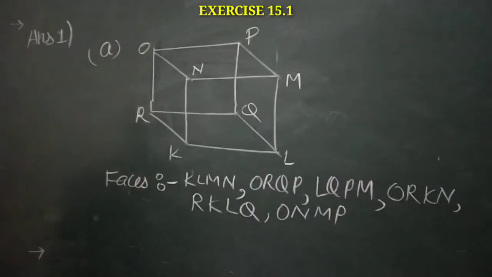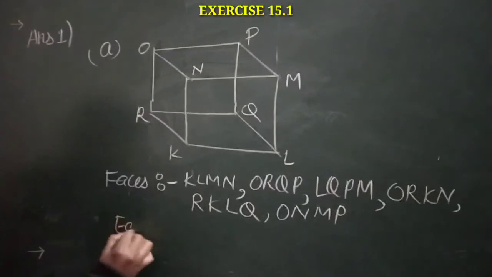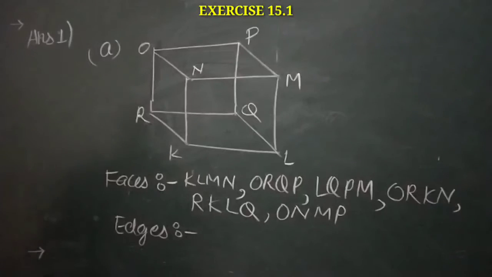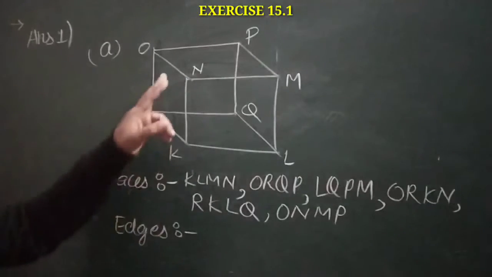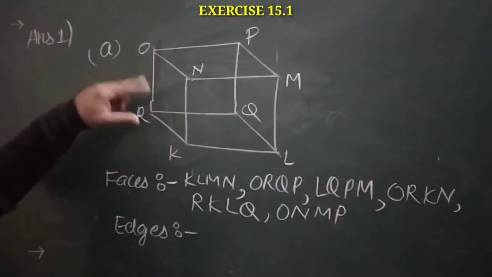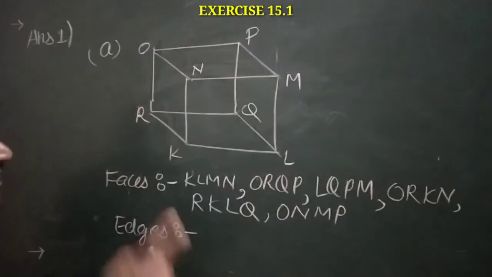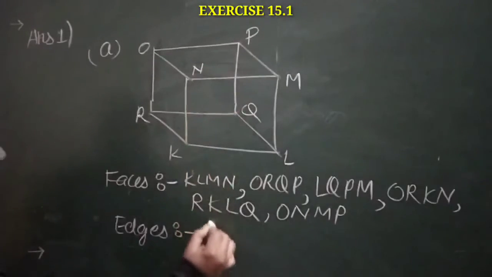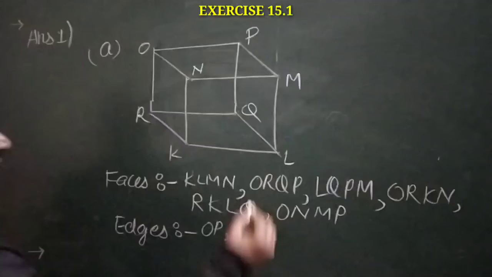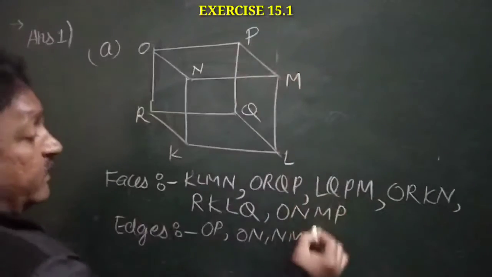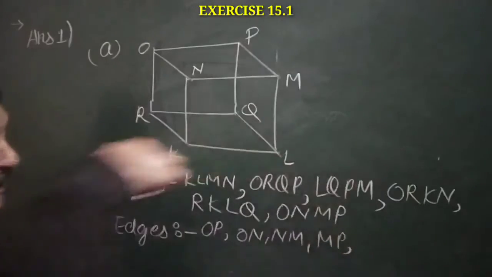Now it is asking edges. The line joining any two vertices is called an edge. So in total how many edges will be there? 4 of top, 4 of bottom, 8. And these 4 more. I think it will be 12. Okay, just see it. Let's check. OP, then ON, NM, MP. These 4 we are done on top.